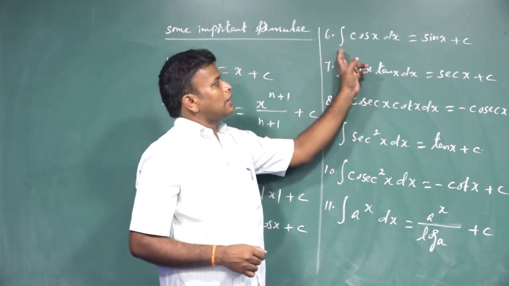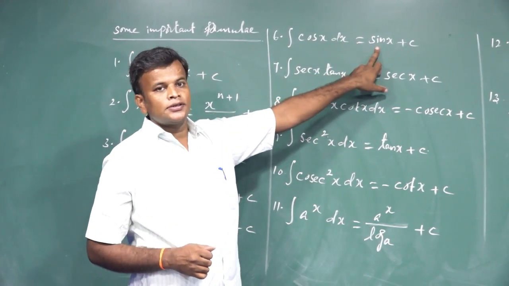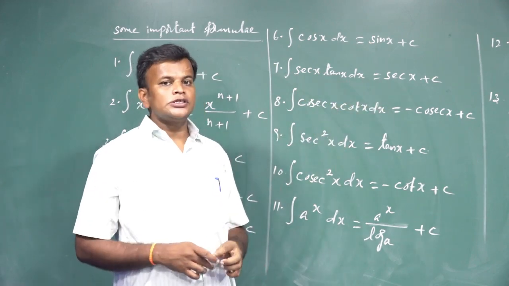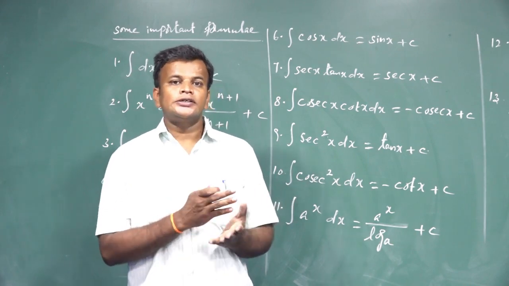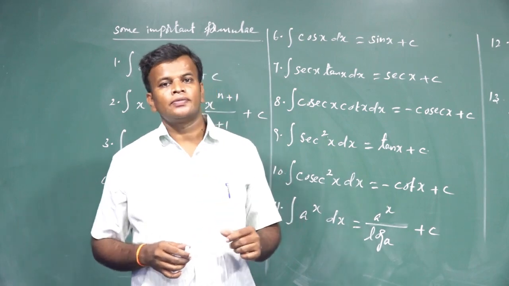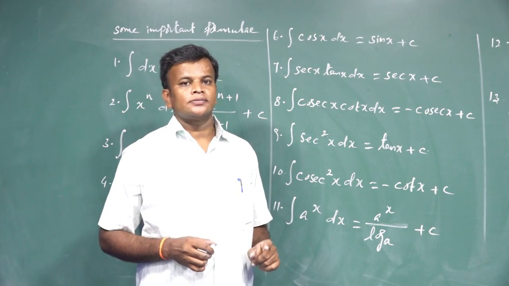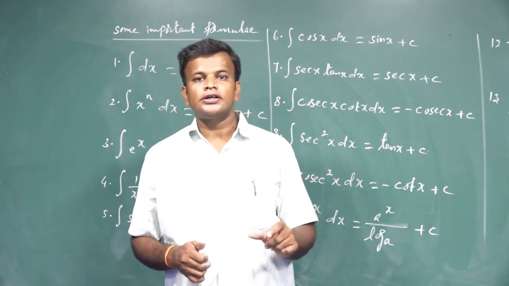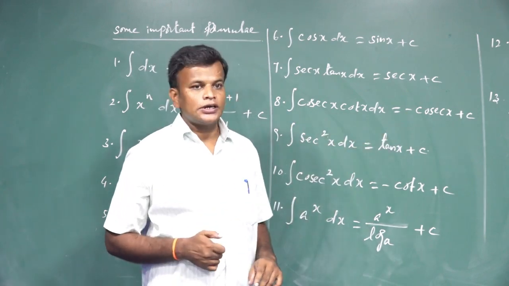Next one, integrating of cos x. Integrating of cos x is sin x. And integrating of secant x tan x is secant x. We see in differentiation, the differentiation of secant x is secant x tan x, but here it is reverse. Integrating of secant x tan x is secant x. Next one, integrating of cosecant x cot x is minus cosecant x. In differentiation, the differentiation of cosecant x is minus cosecant x cot x, it is reverse. The integrating of cosecant x cot x is minus cosecant x.